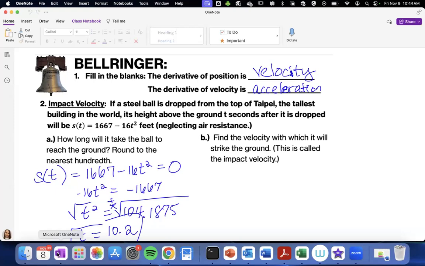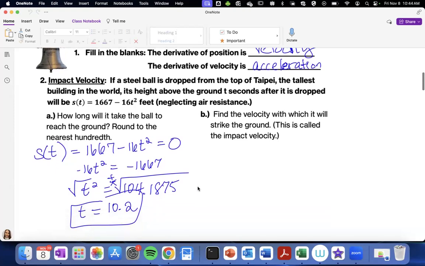Okay, here's part A. You should have set it equal to 0, and you subtract 1667 divided by negative 16, square root. We ignore the negative square root in this case because it's time. And what are my units? I need to write units. T is in seconds.